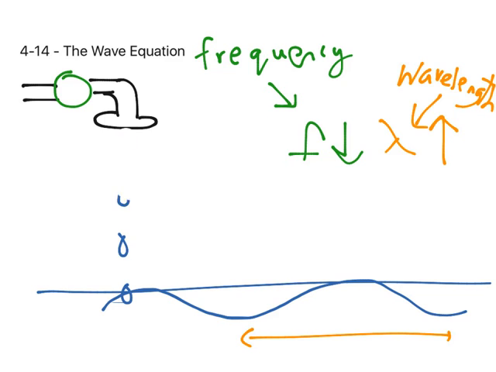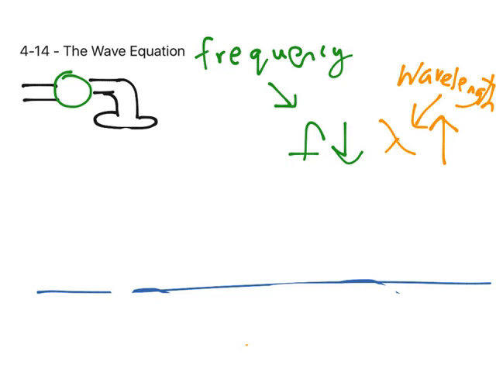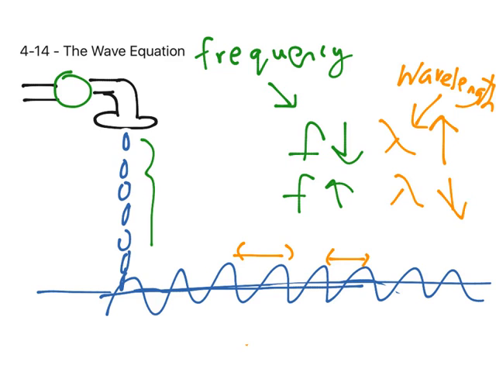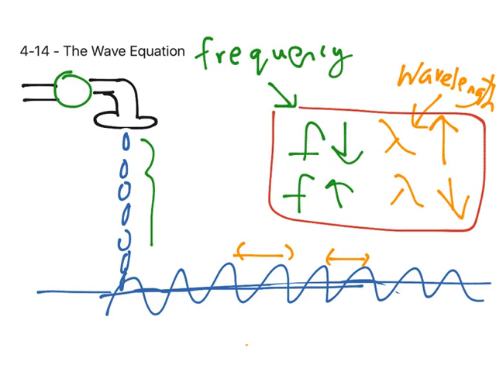And we saw from the last video that if the water comes out much more quickly, instead of like this, then the waves will be much closer to each other. In this case, the frequency is high, as we see here, and the waves are close to each other, so the wavelength is low. This is the big idea.